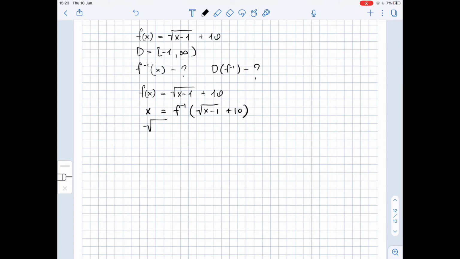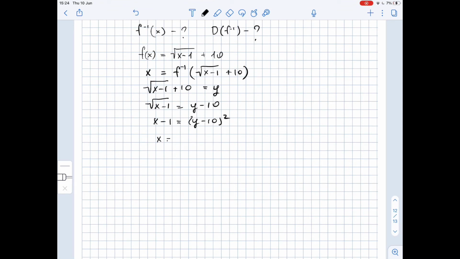Well, now let's assume that square root of x minus 1 plus 10 equals y. Then square root of x minus 1 equals y minus 10. Then x minus 1 equals y minus 10 squared. Then x equals y minus 10 squared plus 1.